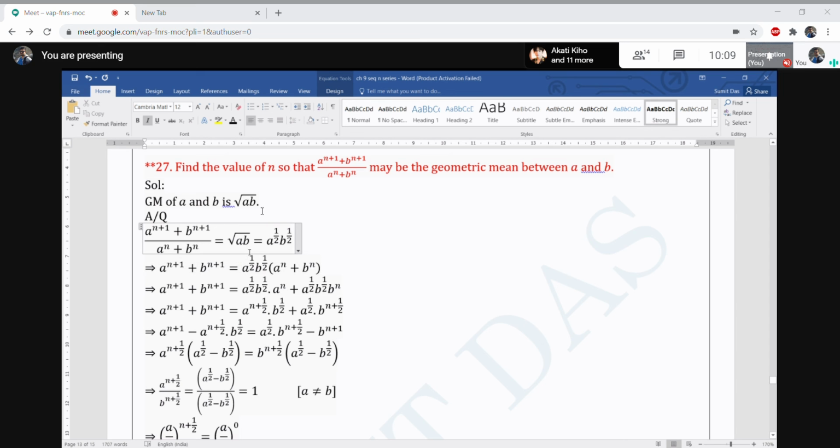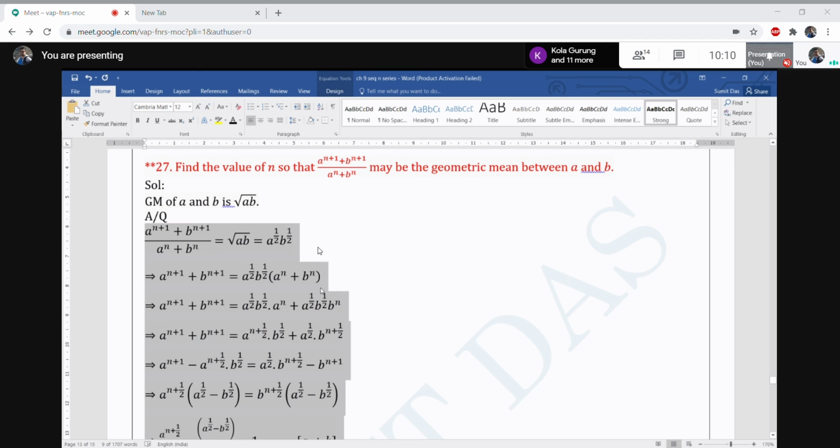Square root of AB can be written as a to the power 1 by 2 into b to the power 1 by 2, right? Then we just cross multiply this numerator there. So a to the power 1 by 2 into b to the power 1 by 2 into a to the power n plus b to the power n. We just cross multiply here.